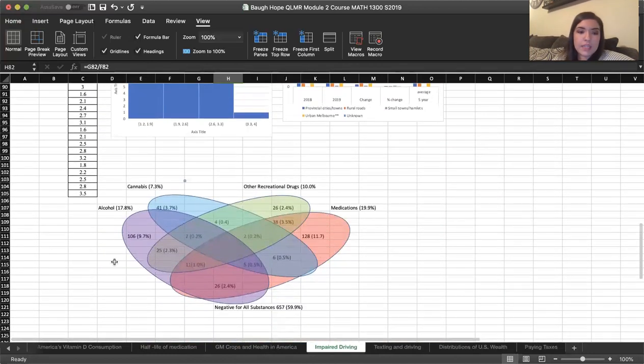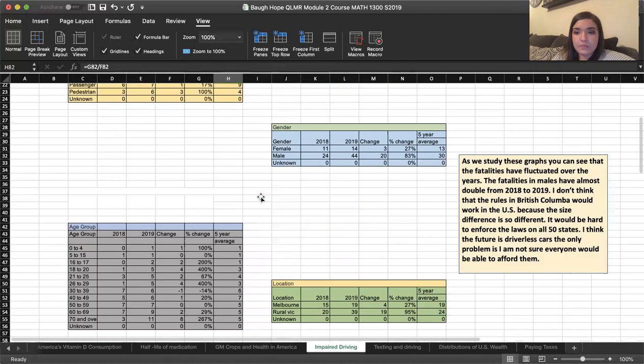And then let's look at this. So this is a pretty cool diagram. The alcohol is 9.7%. Cannabis was 3.7%. Other drugs were 10%. And medications was 19.9. And then the negative for all substances was 59.9. So that's a big number. But as you can see, they overlap there.